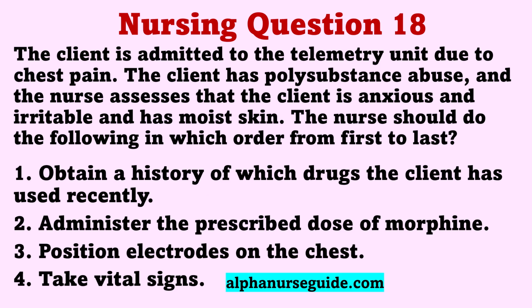The correct order is 3. Position electrodes on the chest. 4. Take vital signs. 2. Administer the prescribed dose of morphine. And 1. Obtain a history of which drugs the client has used recently. The nurse should first connect the client to the monitor by attaching the electrodes. Electrocardiography can be used to identify myocardial ischemia and infarction, rhythm and conduction disturbances, chamber enlargement, electrolyte imbalances, and the effects of drugs on the client's heart.